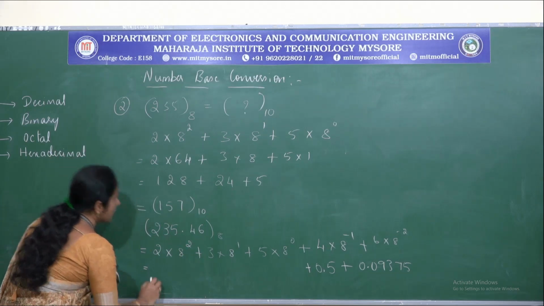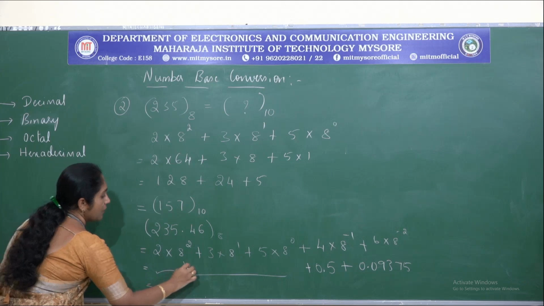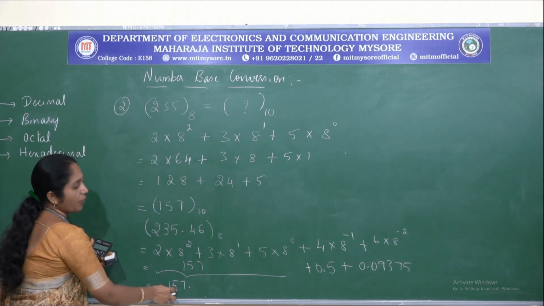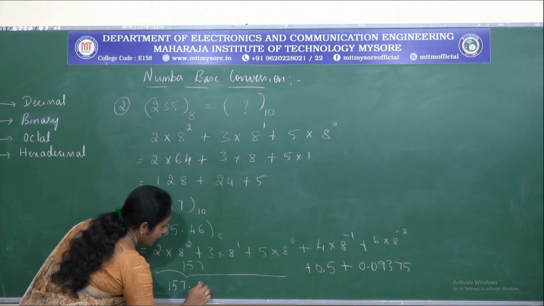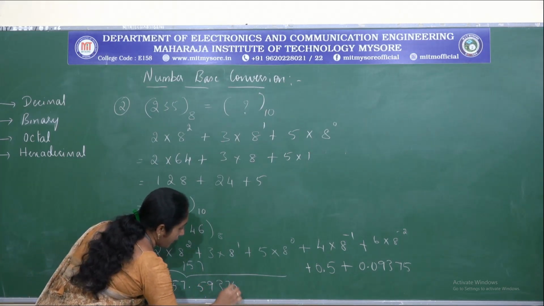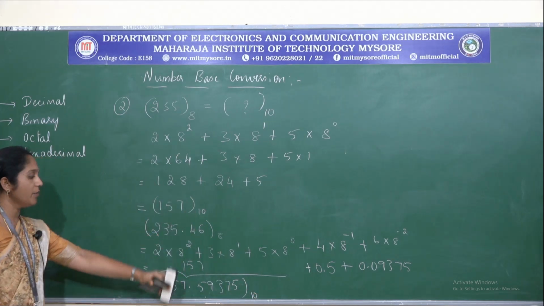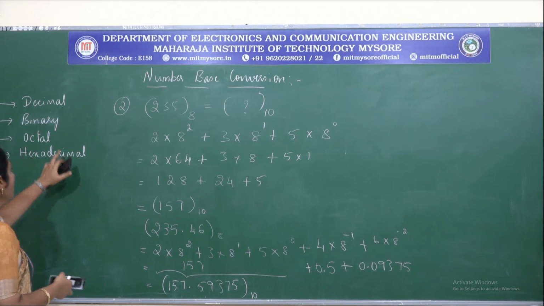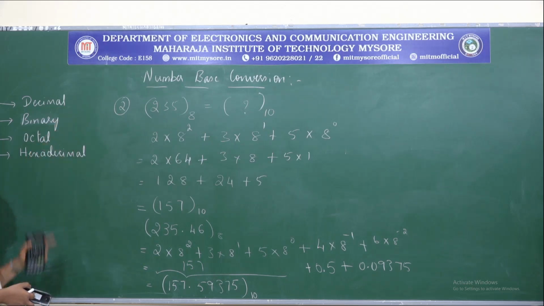So the answer will be 157.59375. So this is the equivalent of this number in decimal number system. Okay, so this is how we convert from octal number system to the decimal number system.